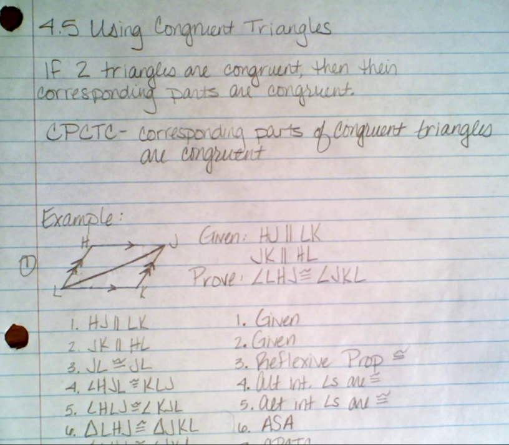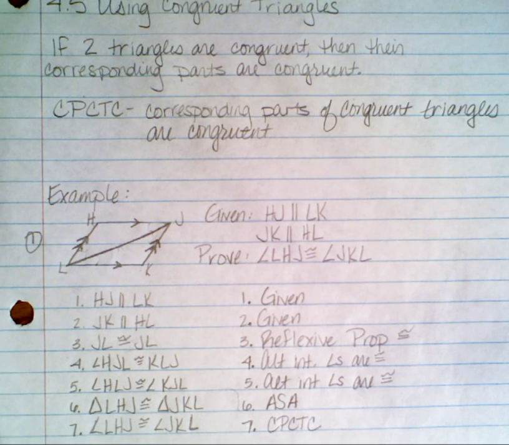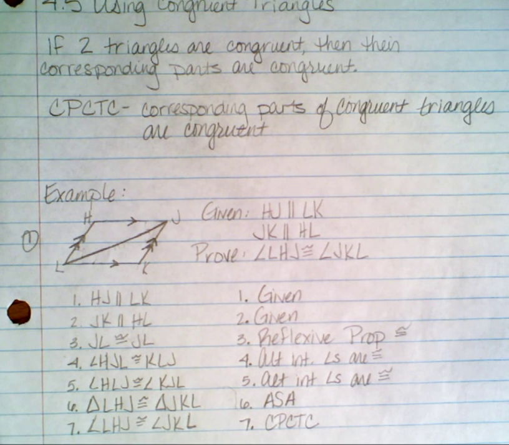So we have here something that looks like it could be a parallelogram. We don't know right now if it is or not. So we look at our given pieces of information and we know that HJ is parallel to LK. And so I've drawn that on my picture. And then we know that JK is parallel to HL. So I've also indicated that on my picture. And ultimately, what we're trying to prove is angle LHJ is congruent to JKL. So those large angles at point H and K are congruent to each other.